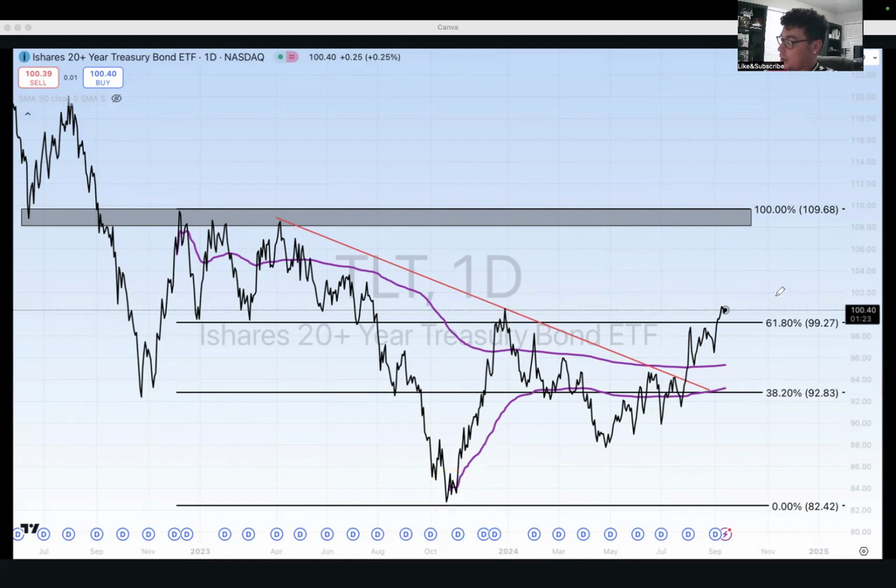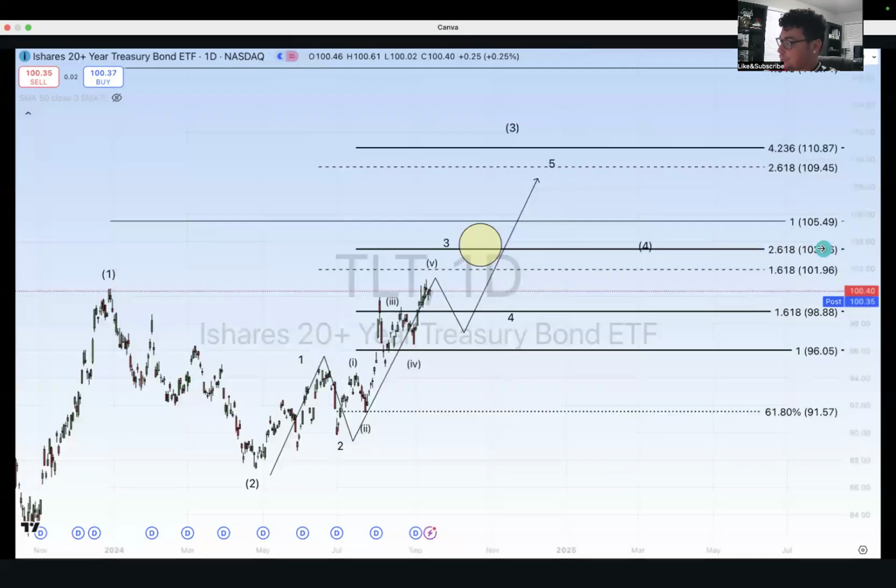But the other thing, and number three, is going to be the 61.8% Fibonacci level at 99.27. It's a very important level, all right. And once you're trading above a 61.8% Fibonacci level, the odds greatly increase of a full 100% retracement that will take us up here closer towards 110, right, to the 108 to 110 area.